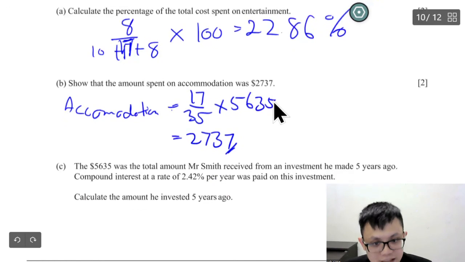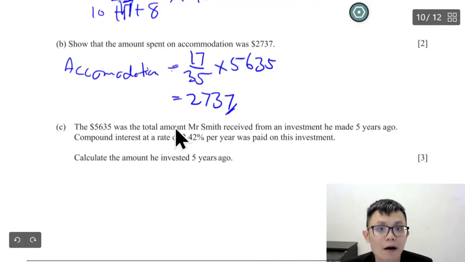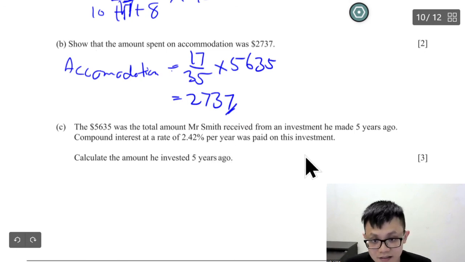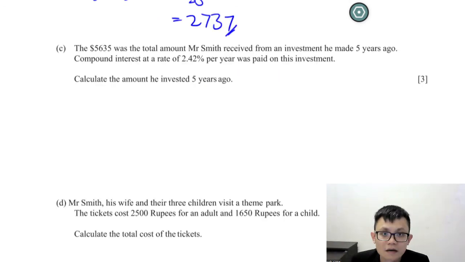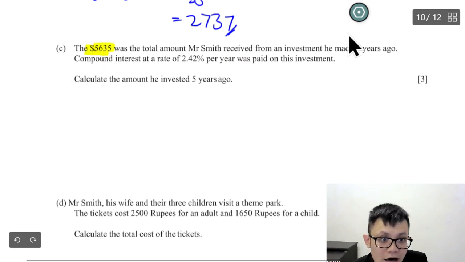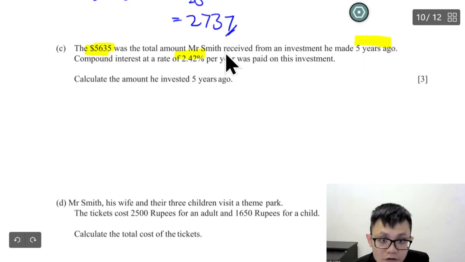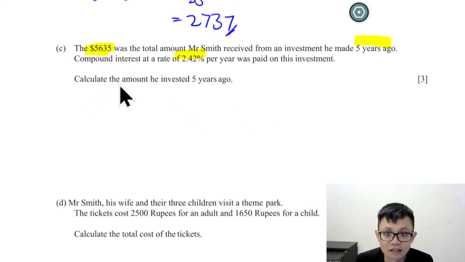Okay, last question. The 5635 was the total amount Mr. Smith received from an investment he made 5 years ago. Compound interest at a rate of 2.42% per year was paid on this investment. Calculate the amount he invested 5 years ago. Okay, so 5635 was the total amount after 5 years at the rate of 2.42. So if I want to write the equation, it will be like this, correct or not?